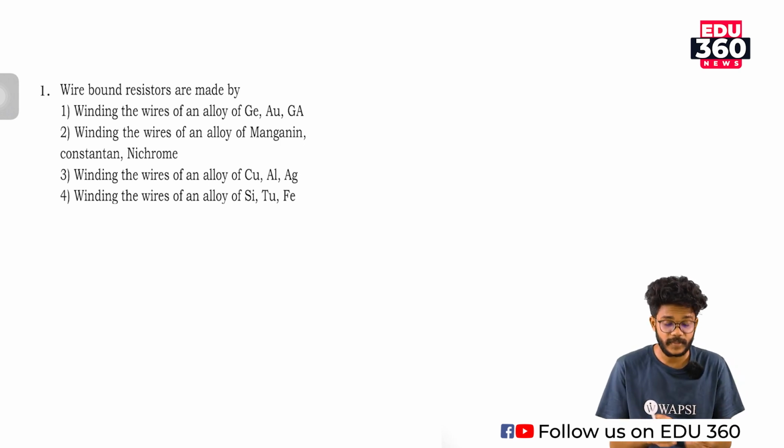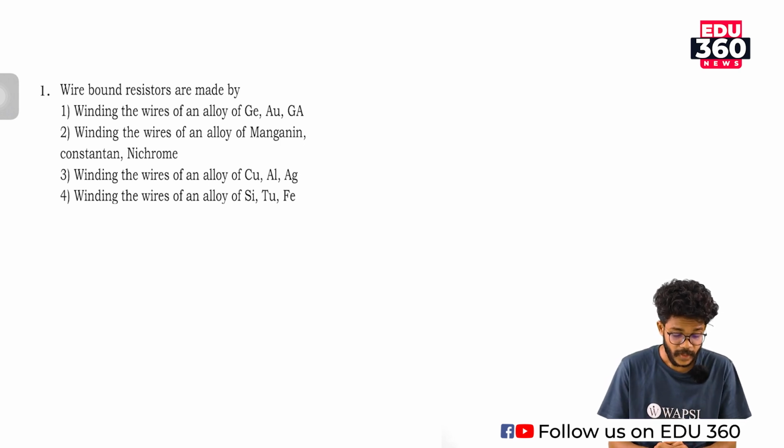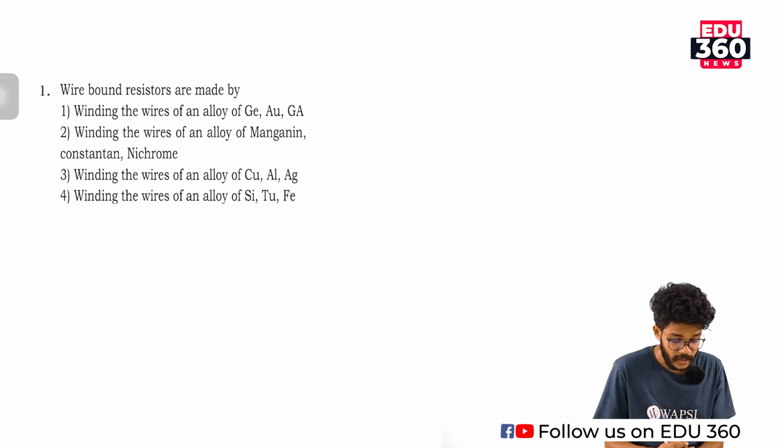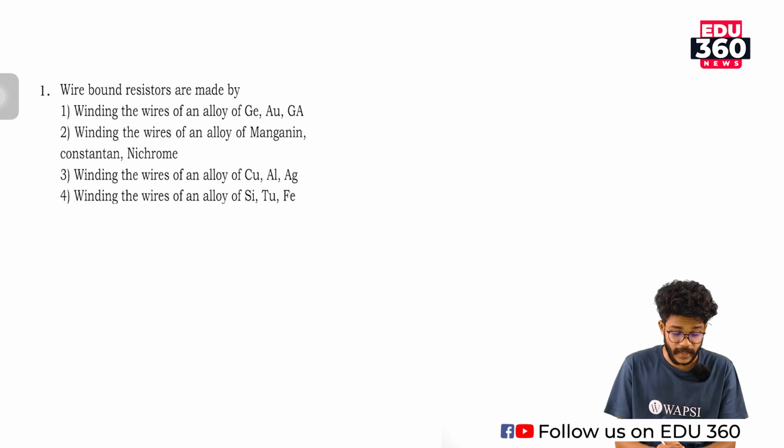Okay, what is meant by germanium? Germanium is a semiconductor, so a semiconductor can be used as a resistor. Okay, in the second option, winding the wires of an alloy of manganin, constantan and nichrome. Nichrome is a famous resistor which is used in bulb sockets. And the third option is winding the wires of an alloy of copper, aluminum and silver.